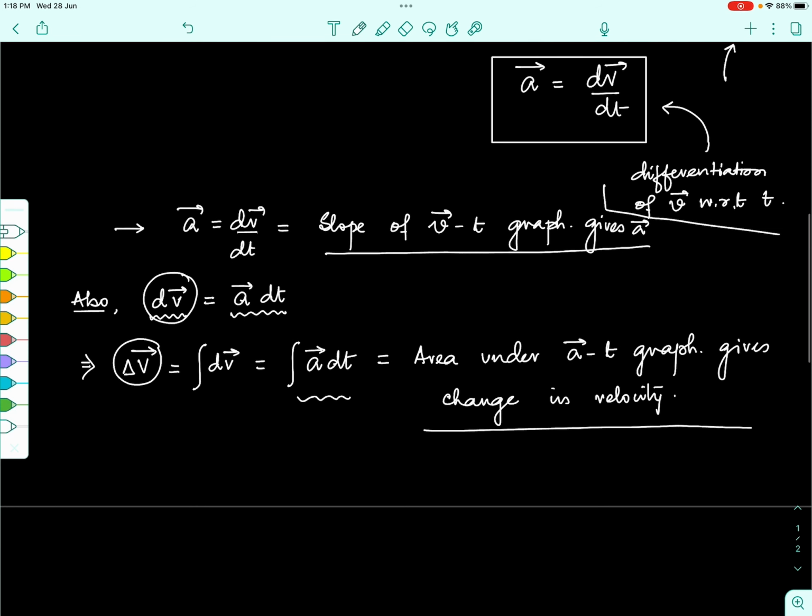One more thing that we can observe here is the SI unit. The SI unit of acceleration, the way acceleration is defined, is change in velocity divided by the time interval in which the change is brought. We can say that the unit of acceleration will be the unit of velocity, which is meter per second, divided by the unit of time, which is another second. So it will be meter per second squared, which becomes the SI unit of acceleration.